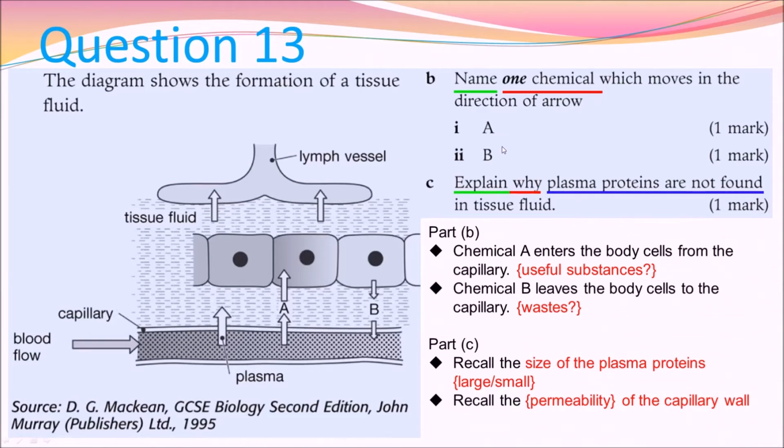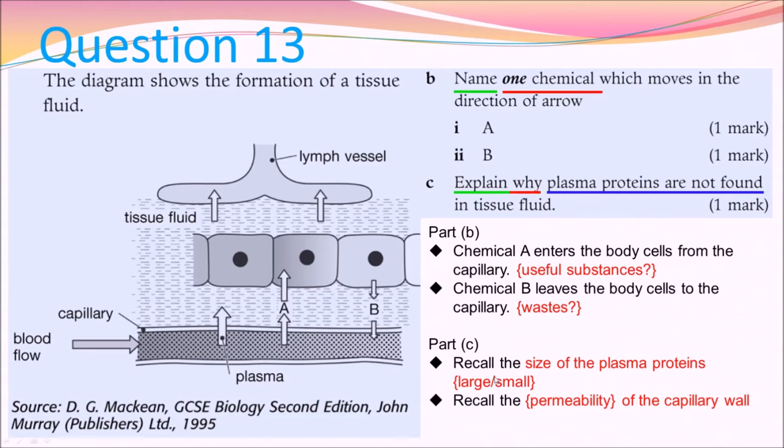So please don't just answer "useful substance". Name one chemical that is a useful substance. Useful substance is not a name, it's a category. Waste is not a name, it's a category. I need the name. And then part C, explain why plasma proteins are not found in the tissue fluid.